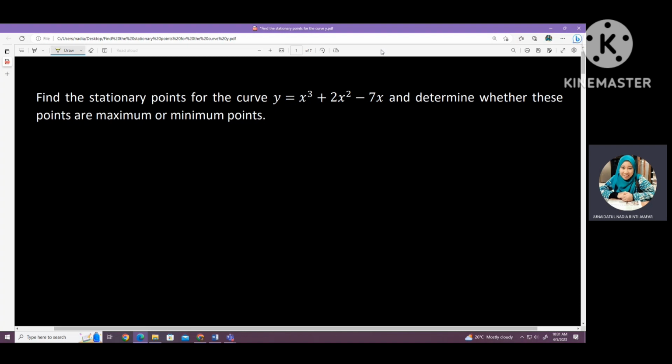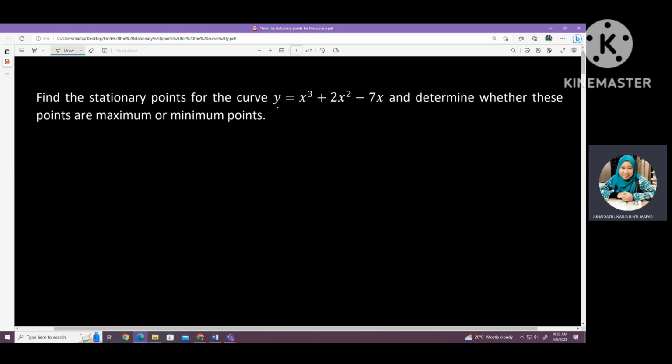So in this video, I will show you how to determine the maximum or minimum points of a curve. The question is to find the stationary points for the curve y equals x cubed plus 2x squared minus 7x and determine whether these points are maximum or minimum points. So first, we must find dy/dx, the first derivative, because we know that the stationary points occur when dy/dx is equal to 0.